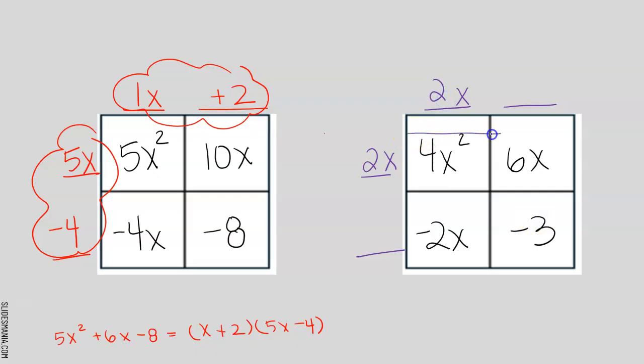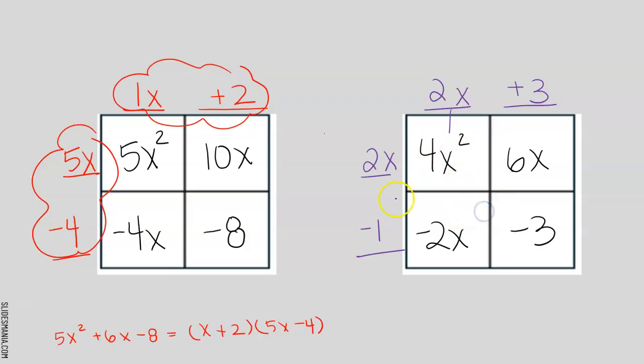Let's check our boxes. 2x times what will give me 6x, and that would be a positive 3. And then with this other 2x at the top, 2x times what will give me negative 2, and that would be a negative 1. And then we can at last check our last numerical box there, where I have 3 times negative 1, which gives me negative 3. So we have solved the box.